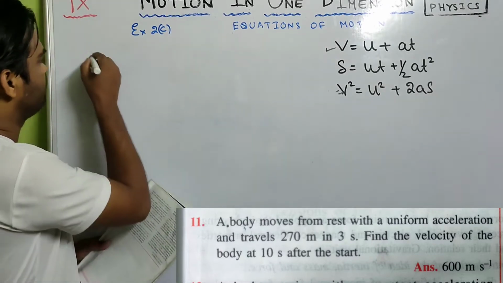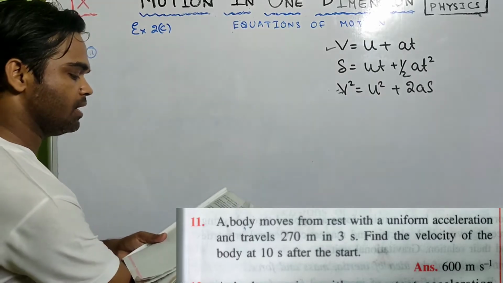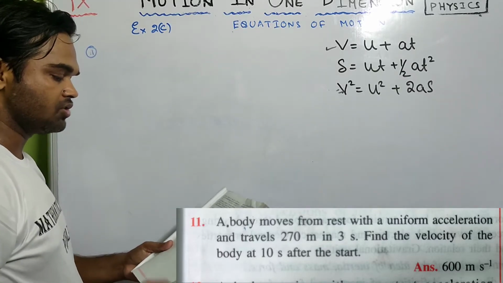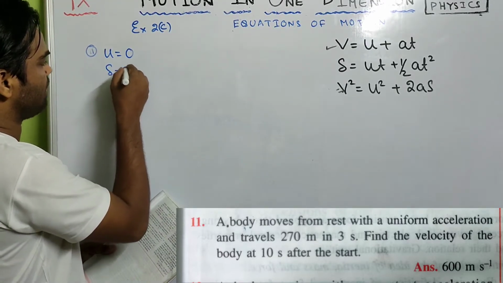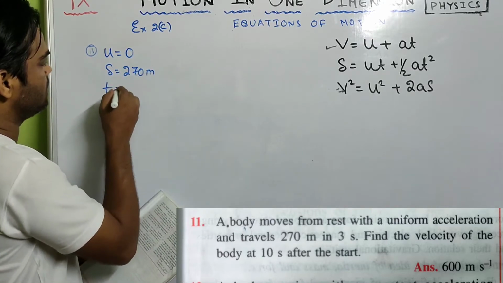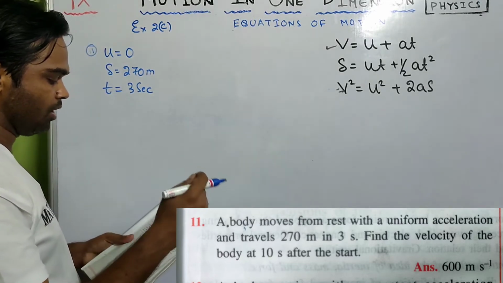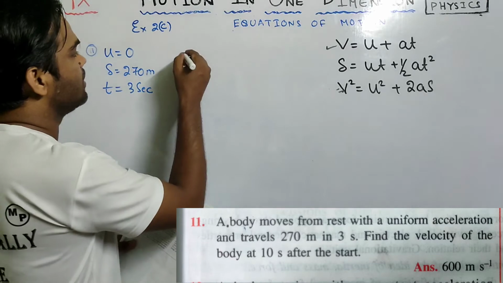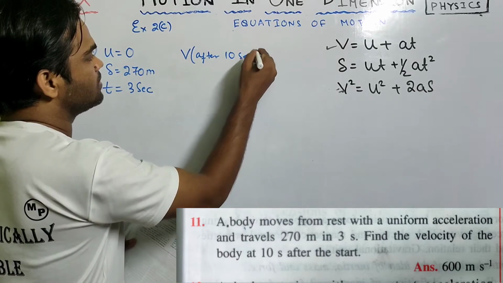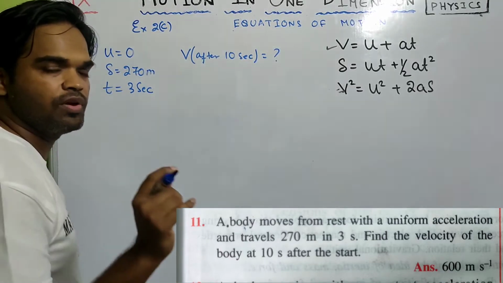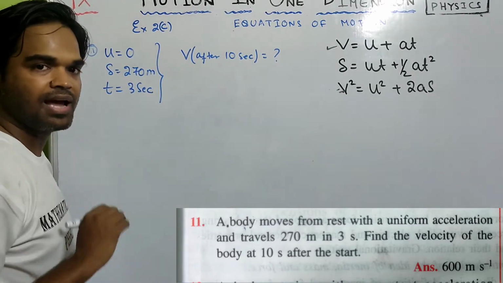Now let us look at the next sum, number 11. Very interesting. What they have told us? A body moves from rest with a uniform acceleration and travels 270 meter in 3 seconds, which means the initial velocity was 0. The distance traveled is 270 meter in 3 seconds. What they have asked? Find the velocity of the body at 10 seconds after start, which means velocity they need after 10 seconds. See, the body is moving with uniform acceleration. So with this information, I can get the acceleration.